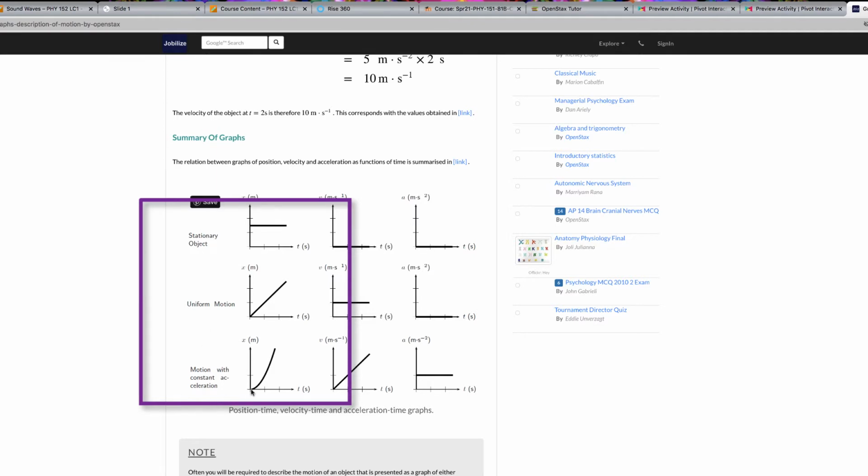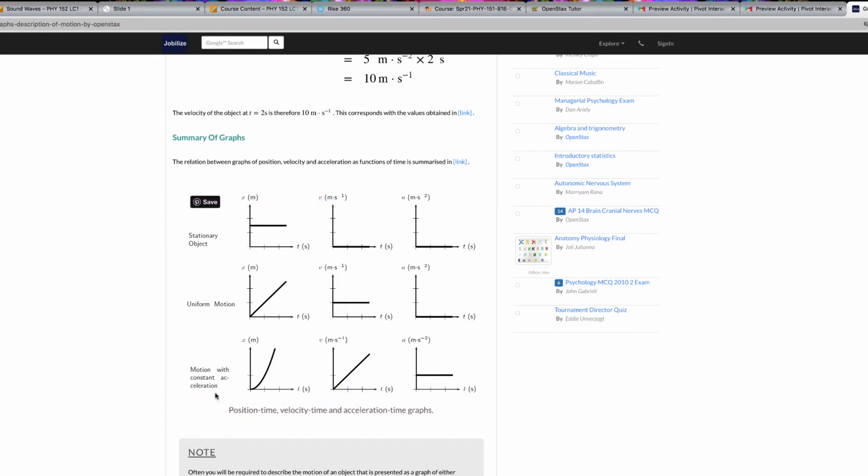If the slope is changing and parabolic, then it has a constant acceleration. So constant speed on a position graph is a line with a constant slope. Constant acceleration on a position graph is a parabola or a quadratic equation.